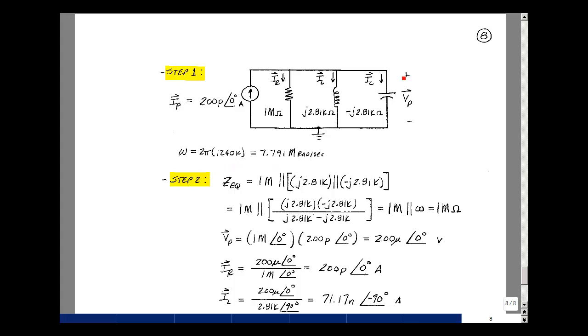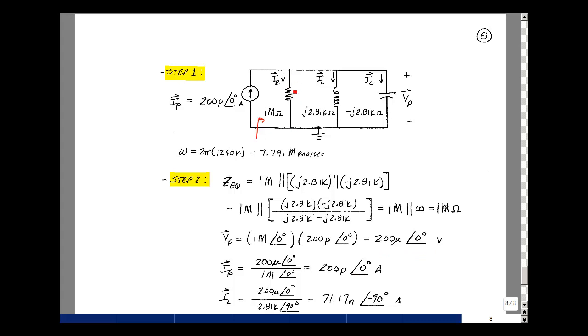I want to find the voltage across this parallel combination. I could find the equivalent impedance looking into these terminals, and then just multiply that by the current. 1 megohm in parallel with these elements, so I'll take the product over the sum of these two elements. These are the same magnitude but the opposite sign, so the denominator is going to be equal to 0, and this is going to be equal to infinity in parallel with 1 megohm. So just 1 megohm. The voltage across the parallel combination is just this current going into the parallel combination times this resistance of 1 megohm. We get 200 microvolts at angle 0.